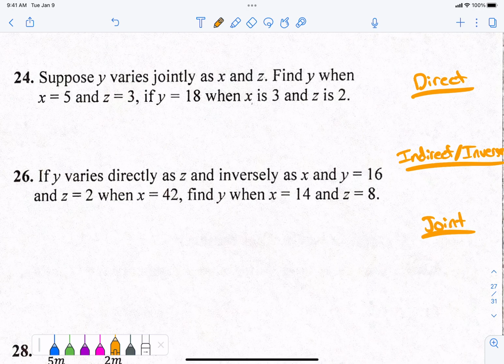Do you remember what the last type of variation was? No. Combined variation. We have a combined variation. All right, we're going to write these equations off to the side. Okay?